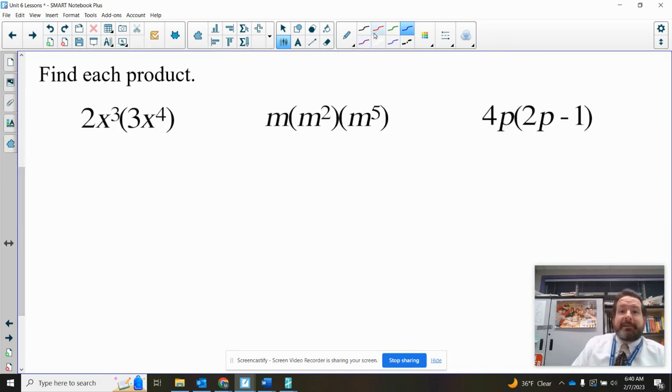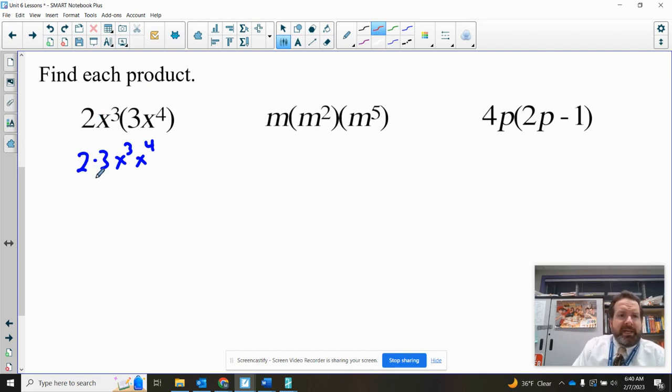When you're multiplying, let's just take a look at how things work. Notice here, parentheses mean multiply. There's no plus or minus signs anywhere. So my advice is, let's just take the number parts, the coefficients, the 2 times the 3. Those are going to get multiplied together. And the x to the third and the x to the fourth, those are going to get multiplied together.